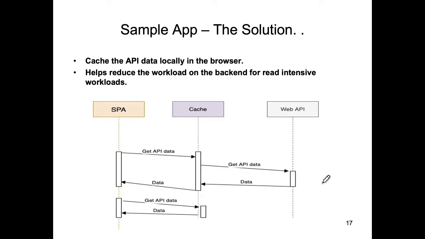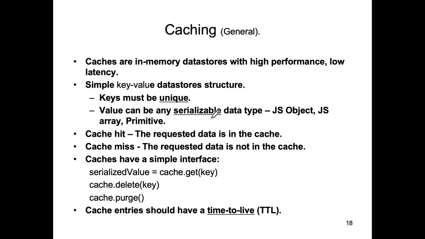You could also have caching going on between your web API and a database, by the way. So caching is not just specific to single page apps running in browsers. Caching is used all over the internet, essentially. So here are some general terms related to caching, because, as I've just said, it's not specific to single page apps running in browsers.